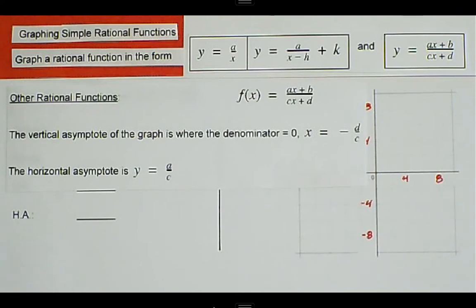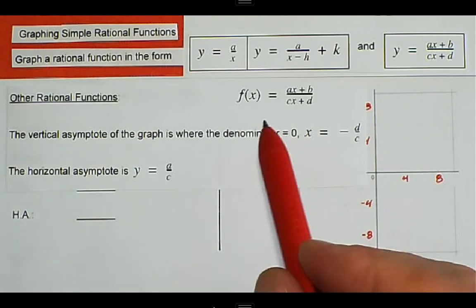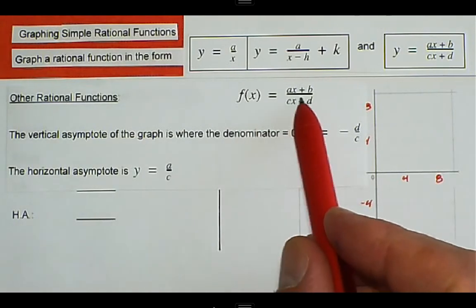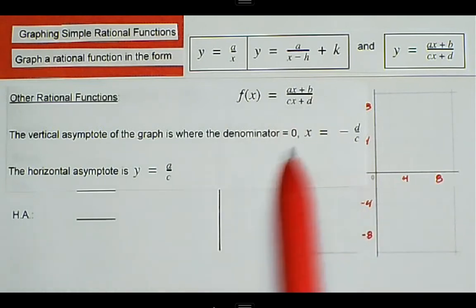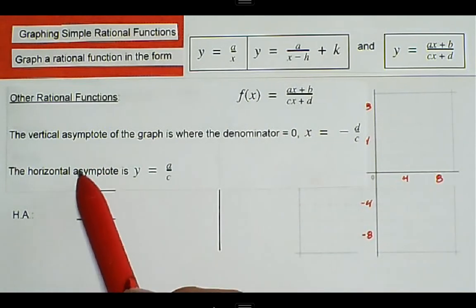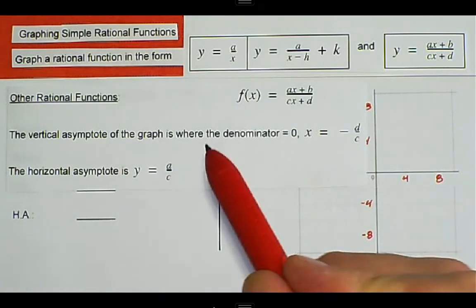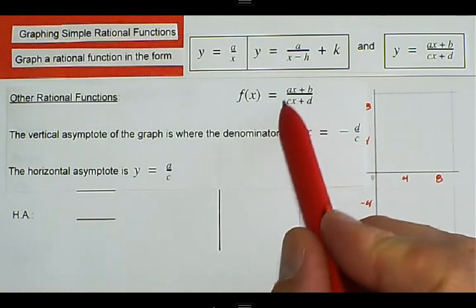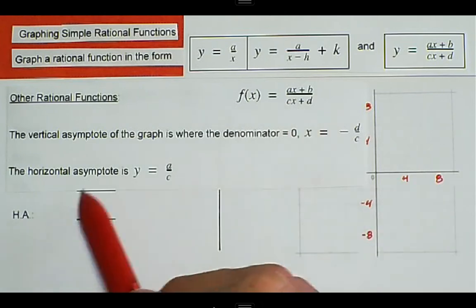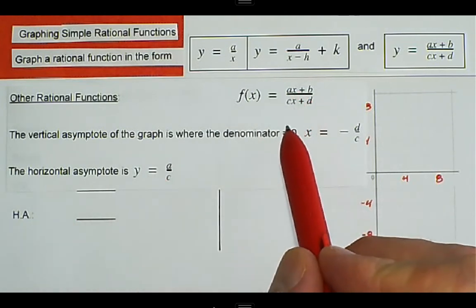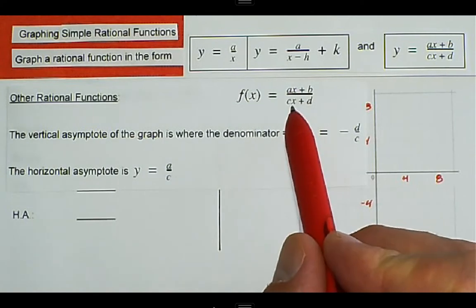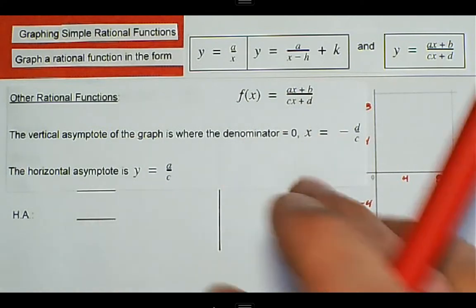We are graphing simple rational functions, and in this case, we're talking about the form f of x equals (a times x plus b) divided by (c times x plus d). So we still have to calculate the vertical and horizontal asymptote, and the vertical asymptote is still calculated by setting the denominator equal to 0, and the horizontal asymptote is calculated by taking the lead coefficient of the x variable from the numerator and dividing it by the denominator, and then that will be the horizontal asymptote.